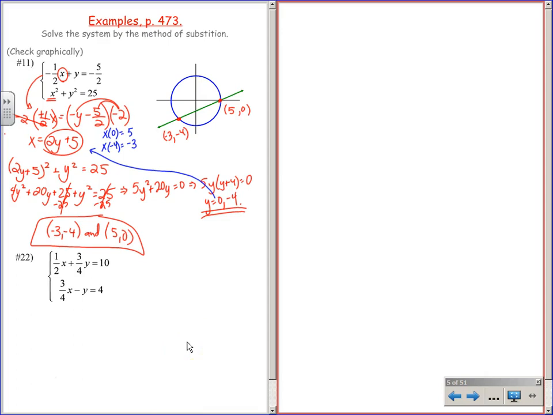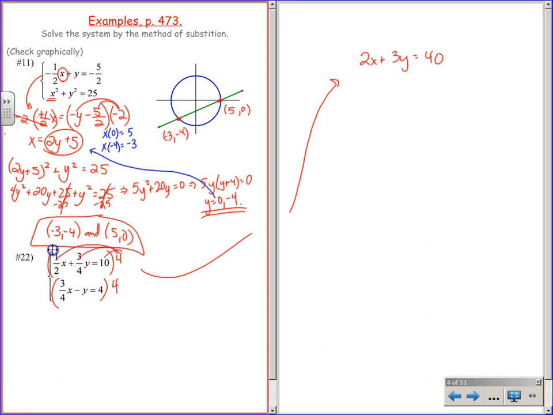Oh, you haven't learned this by now? You haven't had teachers that love you enough to tell you, or you haven't been loving yourselves enough to remember? Couldn't we multiply everybody by 4? Why is that nicer? Because wouldn't you then have 2x plus 3y is equal to 40? Because the 4 goes to everybody and some fractions go away. It's kind of like my complex fraction trick, multiplying top and bottom by the little stuck denominator. Never mind. We'll get back to that someday.